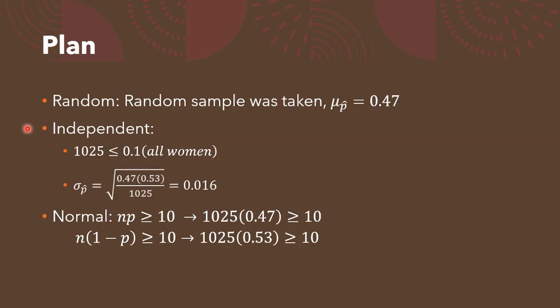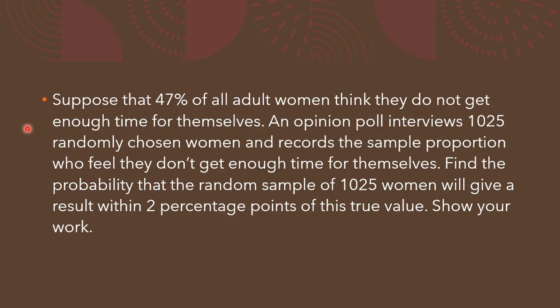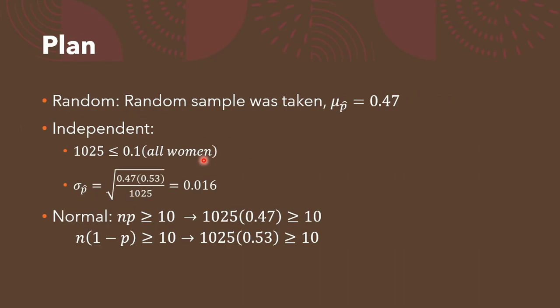Plan, we have to go through our normal, independent, and random. Okay, so our random, it states in the problem that it was a random sample, randomly chosen women, right there in the problem. So there, that covers our random. So that means that the mean that we should have is about that 0.47. Next up is independent. This is your 10% criteria. 1,025 is less than 10% of all women in the world, which easily covers that 10% criteria that we have.